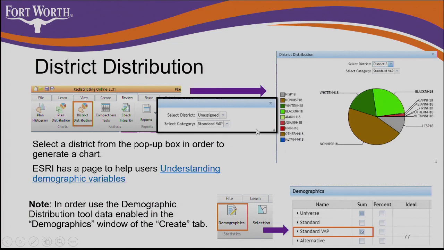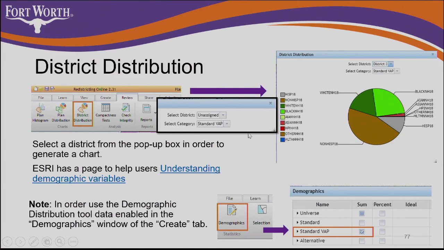So your district distribution. This is where you get into the fun of demographics. If you click district distribution, you choose whatever demographic information you're looking for, and you select your category. So you pick your district that you're wanting to see. This one's for District 3. What its demographic makeup breakdown comes down to. Your standard VAP, which is your voting age population. We chose the standard because we want to do all of this based on voting age population, just to be respectful of the one person, one vote mentality.